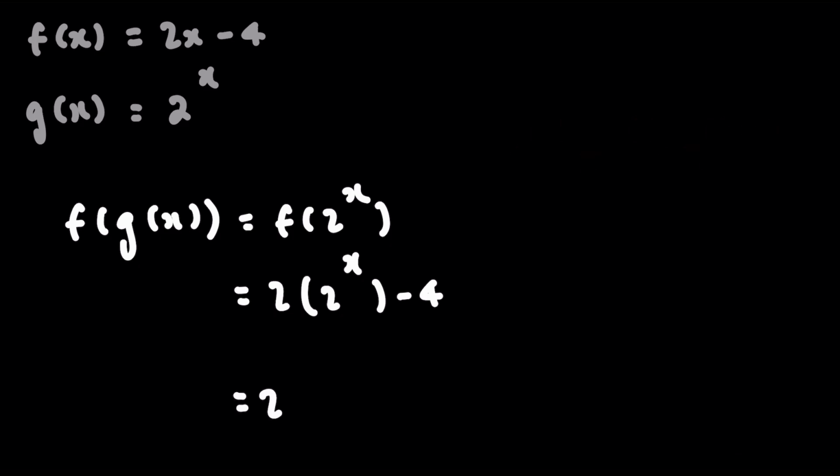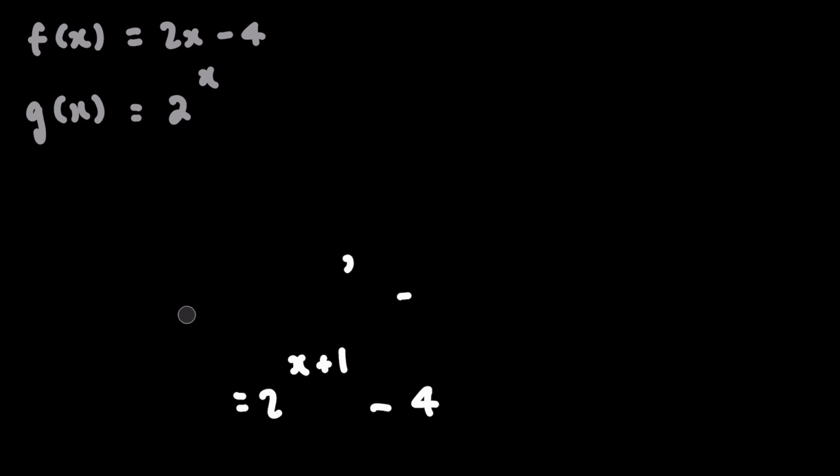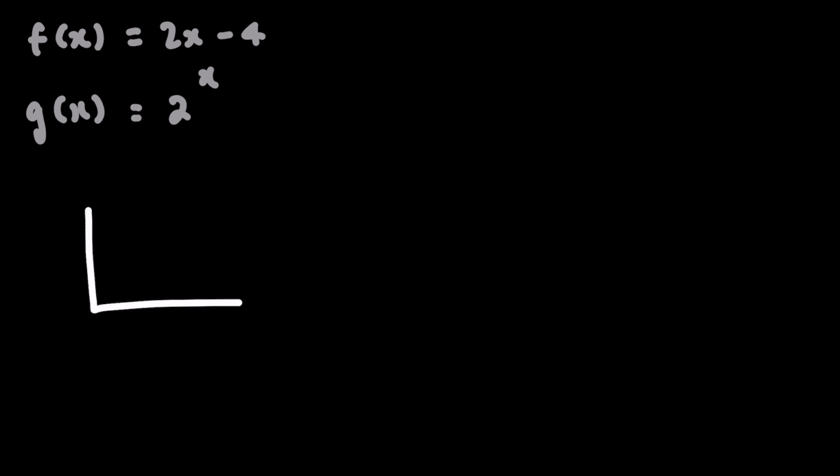So we know we can do 2 to the power of x plus 1 take 4. So that is f of g of x, also known as fog of x. Now, that was well and truly good, but this is really irrelevant if we're trying to work out the domain and range of f of g of x. So in order to work out the domain and range, I'm going to draw my number machine.